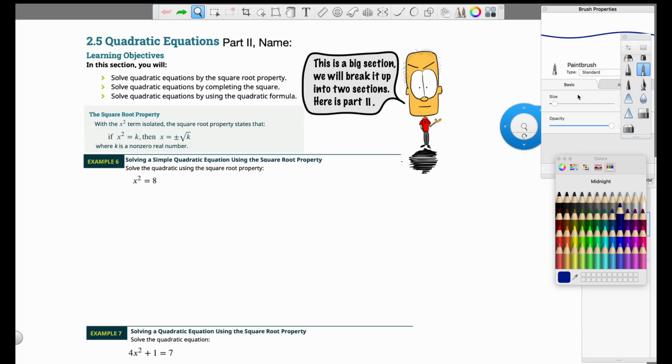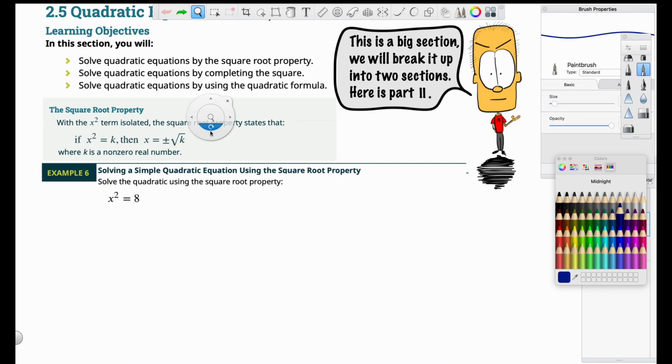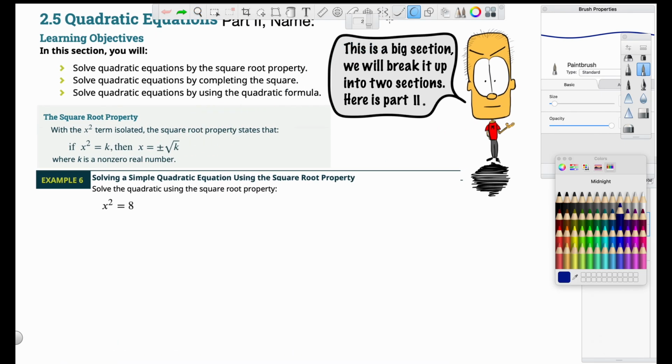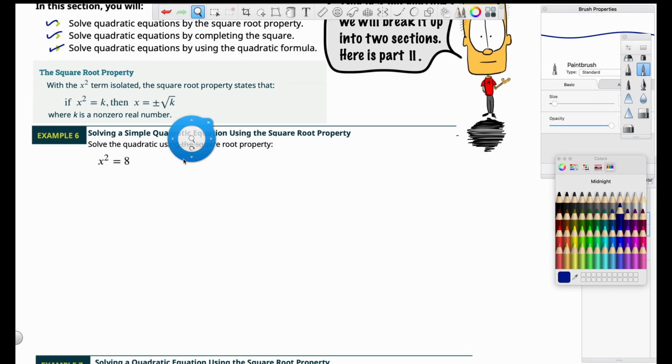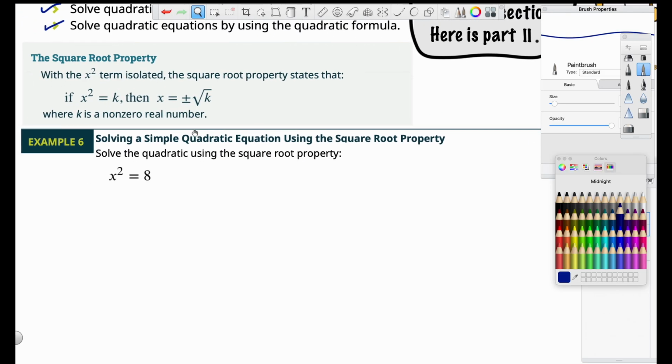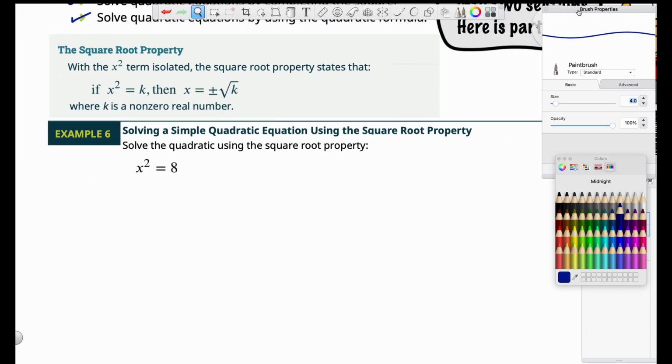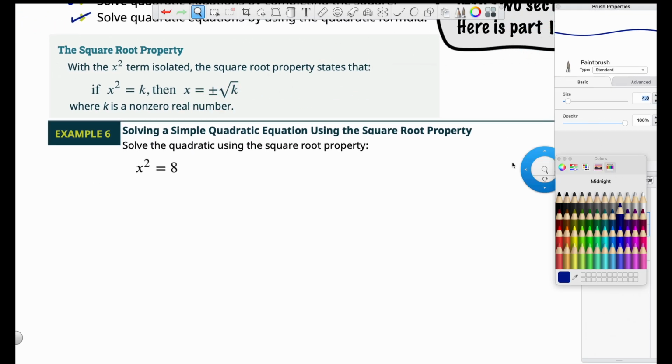Today we're going to look at the second part of quadratic equations. In this section we're going to look at solving quadratics by using the square root property. We're going to solve by completing the square. And we're going to solve equations by using the quadratic formula. We'll also take a look at what the discriminant of the quadratic formula is and how that helps us determine the number and the type of solutions. So let's take a look at the square root property first.